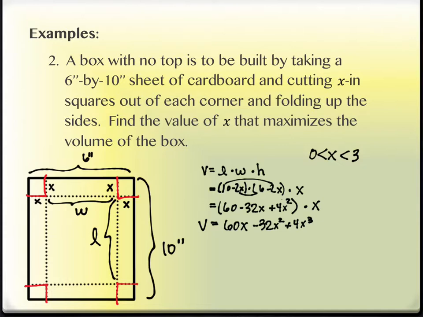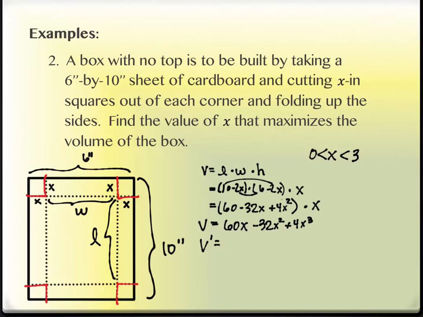But I want to maximize my volume. So the way I maximize things is I take derivatives and then I set them equal to either 0 or does not exist. Now this one doesn't have a denominator, right? It's just a polynomial. So there won't be a place it doesn't exist. But there will be a place potentially where it's equal to 0. So we're going to take derivatives.